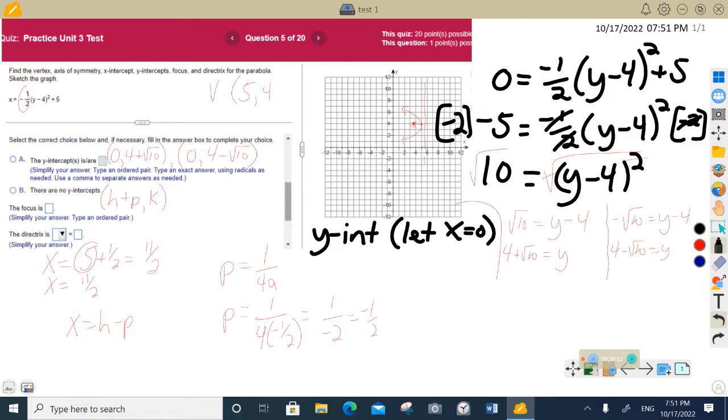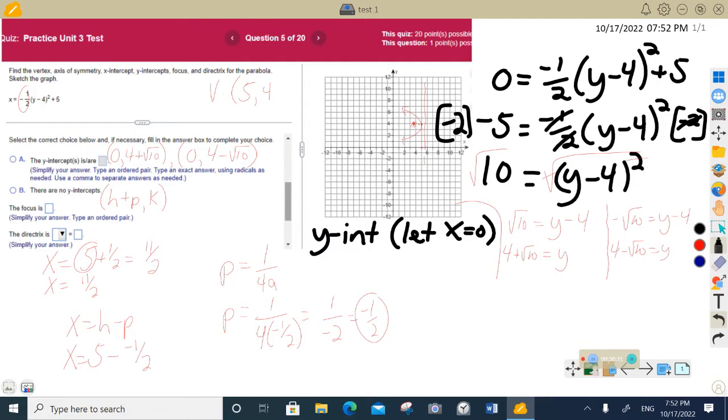So technically it's h, which was 5. I'm telling you, my handwriting is garbage. I apologize. So it's 5 minus that negative 1/2. Okay, so p is negative 1/2. That's important if you want to use the formulas.